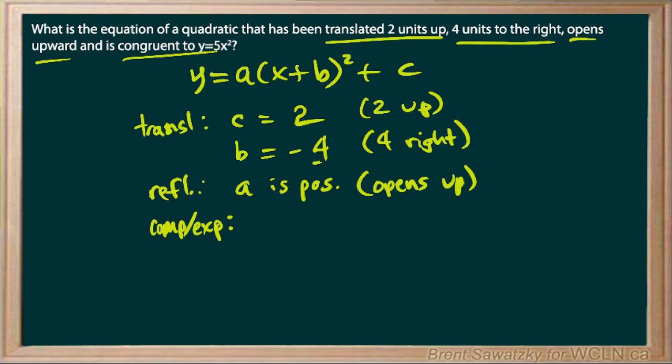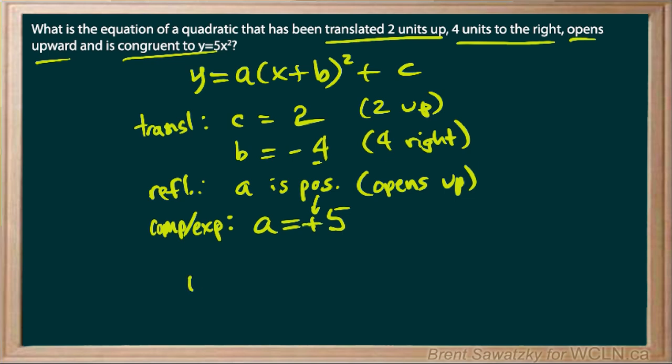And so when we look at this and we see that it's congruent to this one that has an A of 5, well, that tells us that our A must be 5. Now, it could be a -5 because it could be congruent and reflected, but we can confirm that A is positive, so we know for sure that it is a positive 5. And that puts it all together for us.